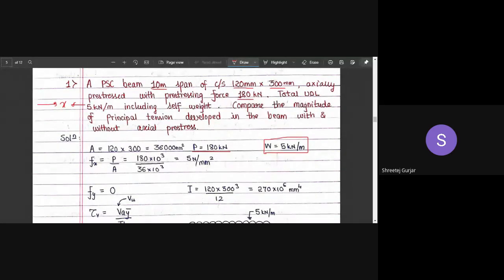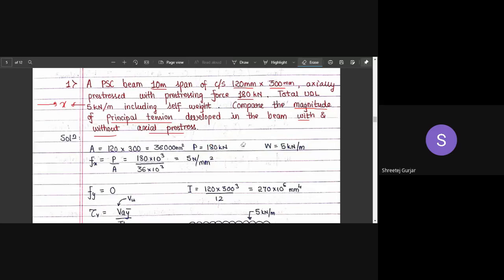Then compare the magnitude of principal tension developed in the beam with and without pre-stress. You have to find the principal tension developed in the beam with and without axial pre-stress. So with axial pre-stress, that is P equals 180, we have to consider that in the first case. And in the second case, without axial pre-stress, we should not consider this P. There is no pre-stressing force acting in the second case. And we have to compare the magnitude of principal tension. We will do that.